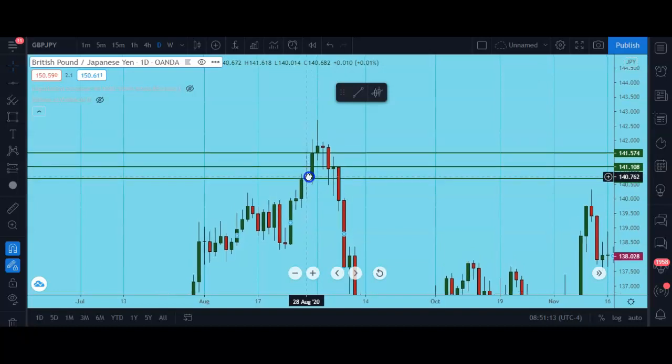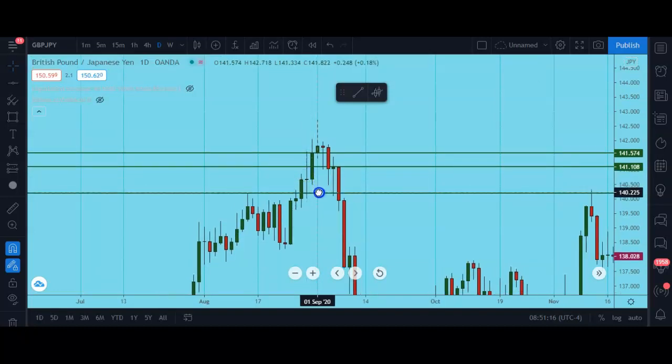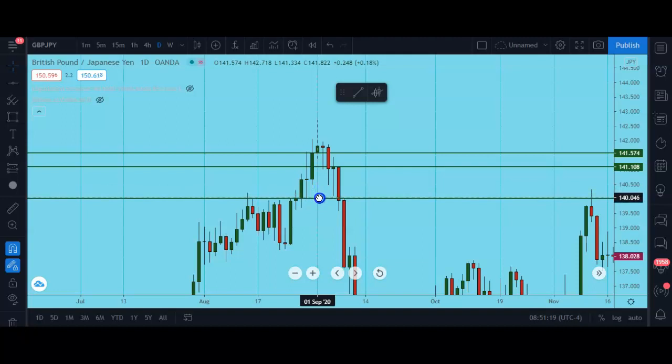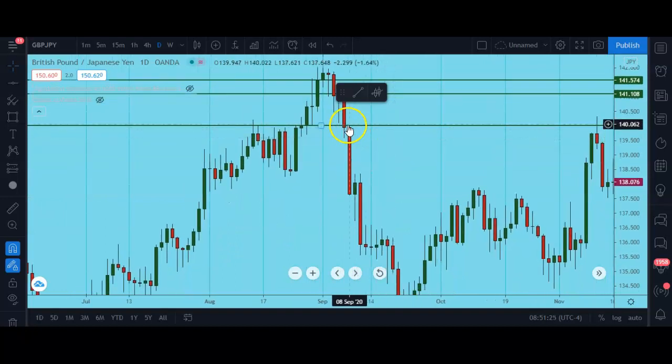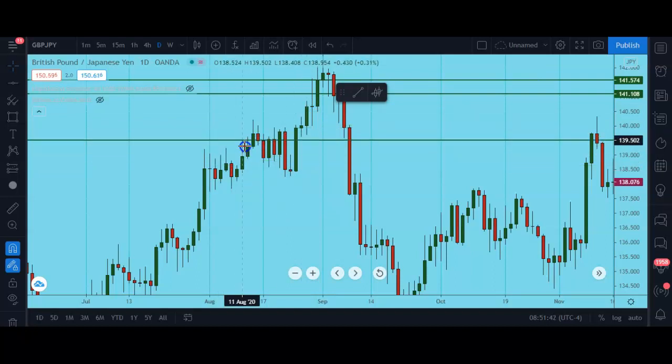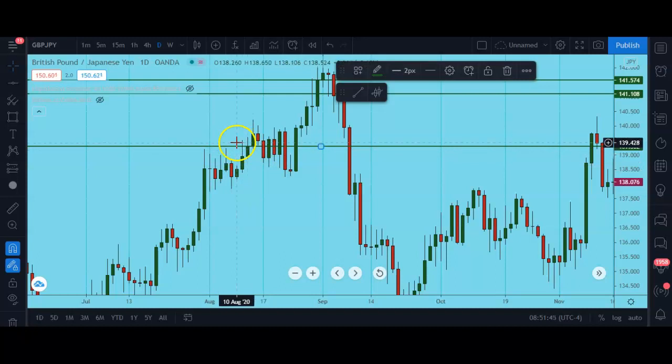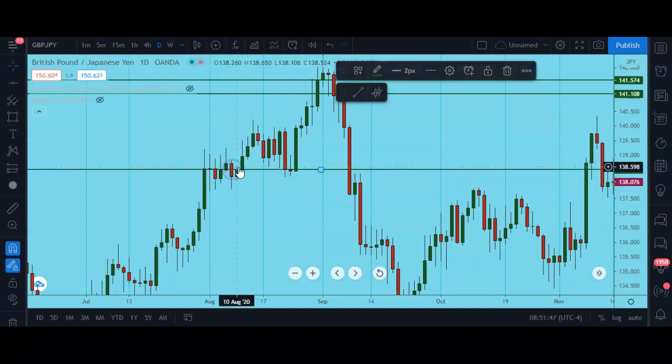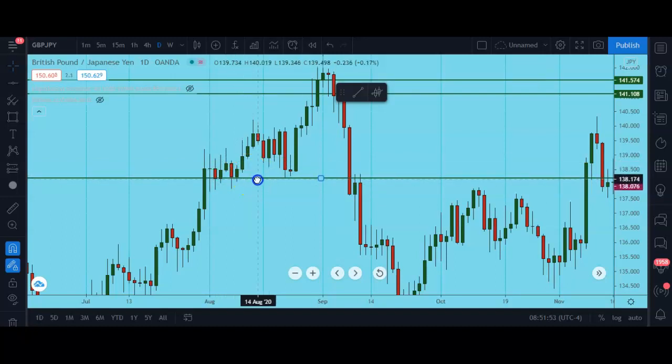Okay, then it came all the way down and it kept closing. It closed below this last support and resistance right here. And look, price didn't even go above it, closed below, and it made this big candle right here. So this candle came and it closed below this support and resistance, this support and resistance, and then this support level right here.